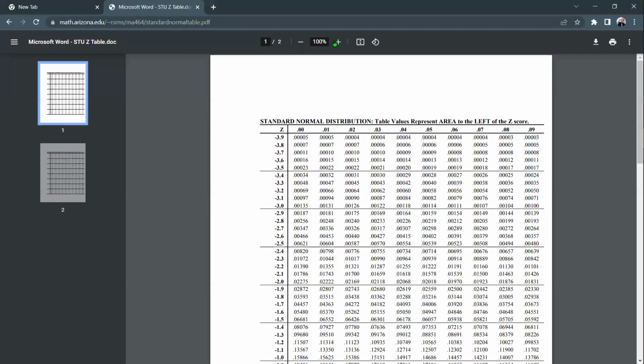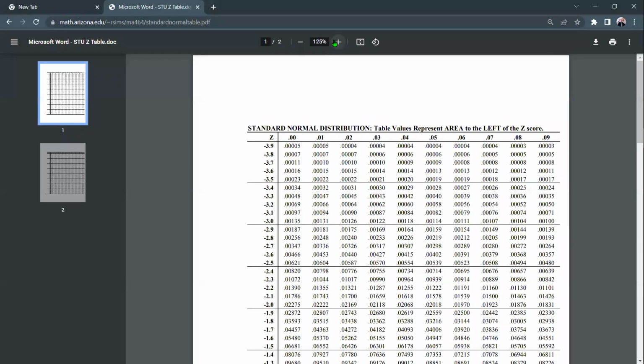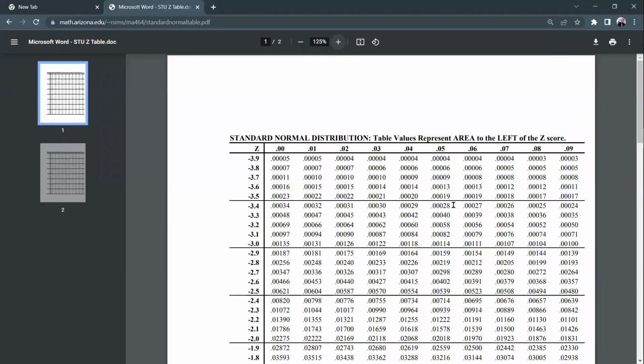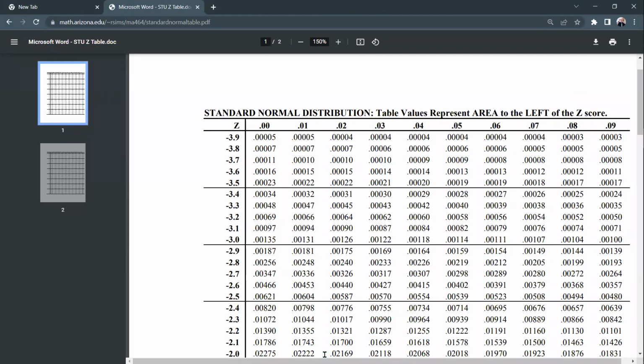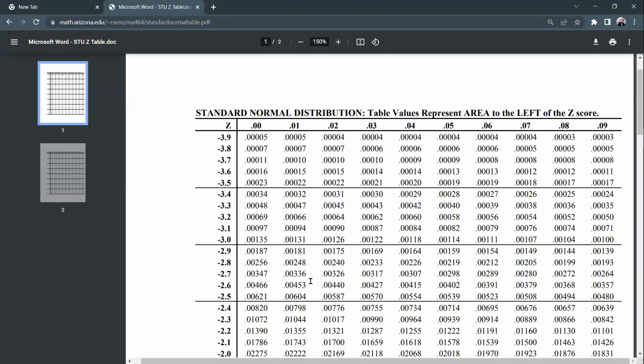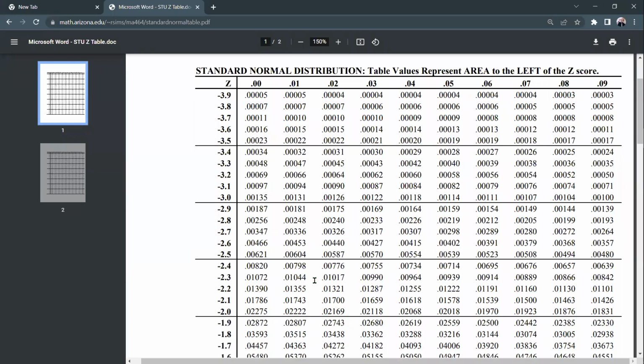You can either download this table if you want. Right now, you guys will be solving one question. So if you want, I can download it and share it with you in the chat box. Otherwise, you can simply access it from the internet also. It's readily available. So this Z table that you see in front of your screen, how do you read this table?